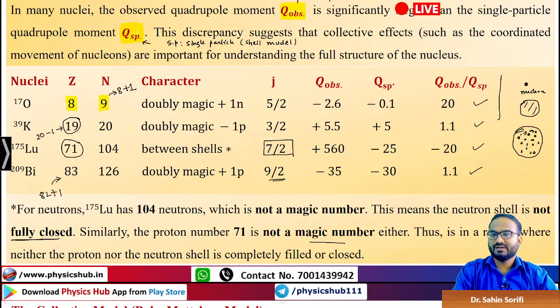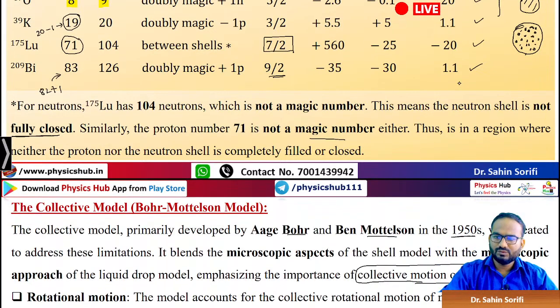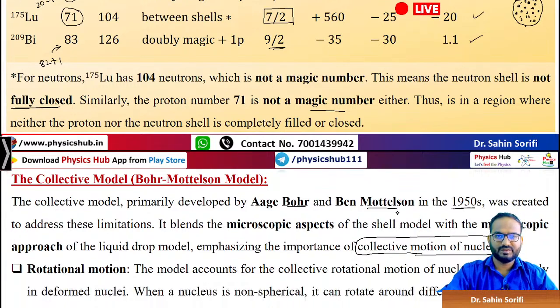Coordinated means connected with each other. It is not like this nucleon has no influence on the others. So they will move in a coordinated way, in a collective way. We'll talk about it later on also, don't worry.